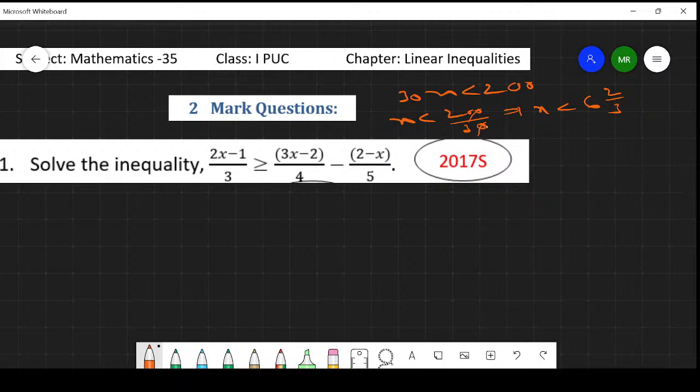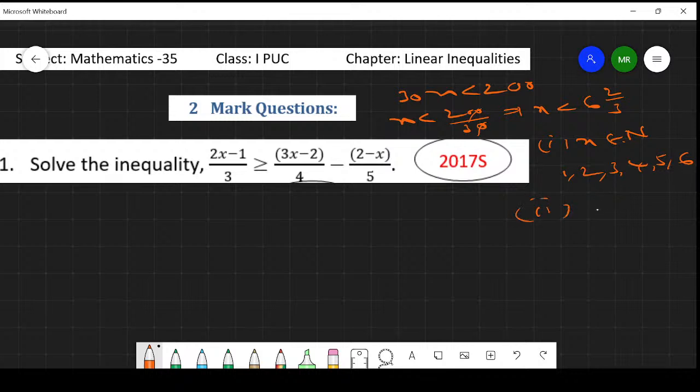So suppose there is a doubt: what about x being a real number or a natural number? Case 1, suppose x is a natural number. When they say x is a natural number, your answer is less than 6 2 by 3, so natural numbers will be 1, 2, 3, 4, 5, 6 also your answer. X belongs to N, since less than 6 2 by 3. So your x value should be 1, 2, 3, 4, 5, 6.